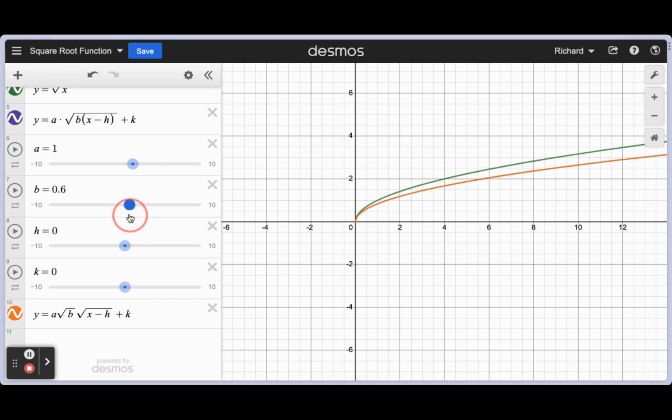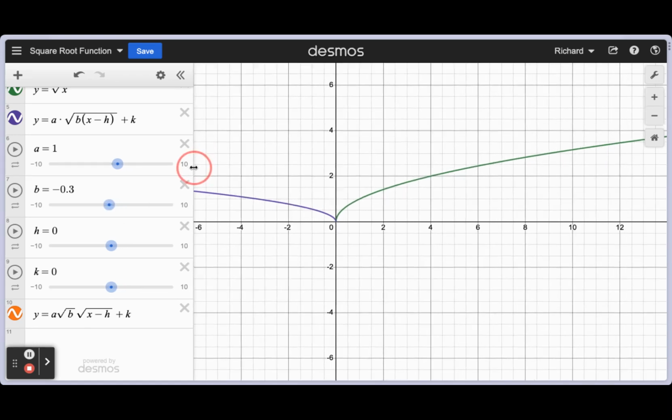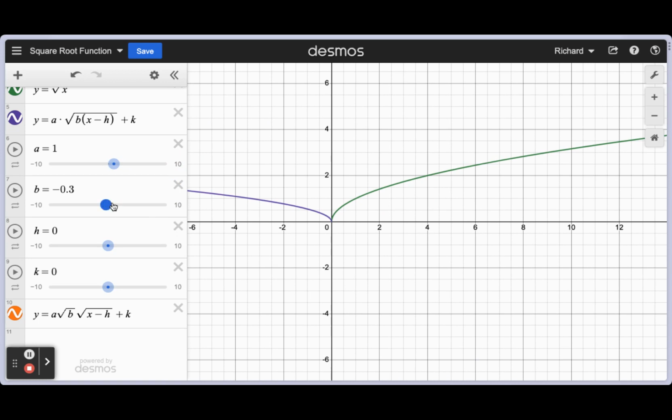What's happened here? It reflected, but it also changed color. Why is that? What am I doing here? Let's make b just nice and simple, minus 1. The orange has disappeared. Why would that be?